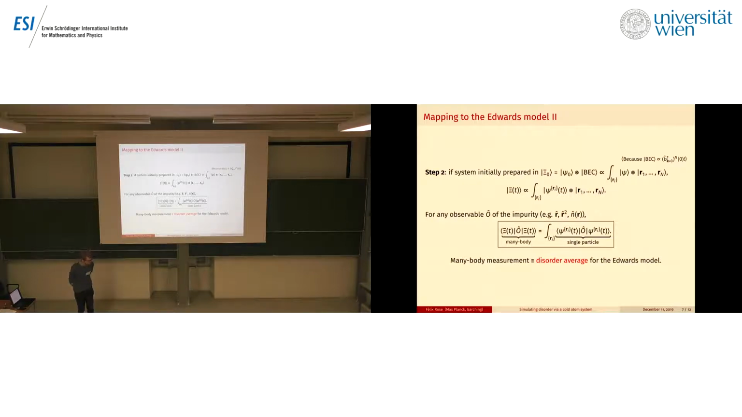And each of the states in this superposition is going to evolve separately, with the bosons remaining in the same state, and the impurity evolving with this Edwards Hamiltonian for this given realization of disorder. Now, if you measure an observable acting only on the impurity, what will appear is that because of this superposition of states, it will realize the average over disorder. So you compute an observable within the many-body system, and what you get is an average over disorder.